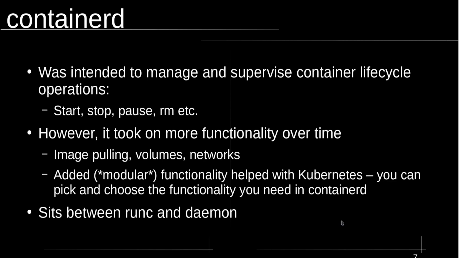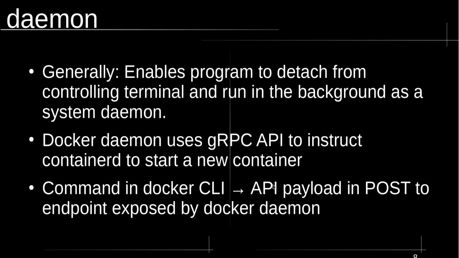The actual runtime of it as well, build time, I guess, really. And we know that this sits between runc and the daemon. The daemon is what allows the container to detach from the controlling terminal. So if you start a Docker run interactive terminal and you run a container, it's not going to stay in that terminal. It's going to branch off into the background. So it runs as a system daemon. It uses a gRPC API to instruct Containerd to start a new container, and then Containerd talks to runc to help get that process started.